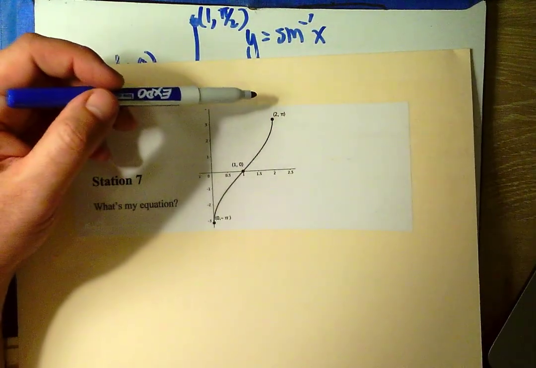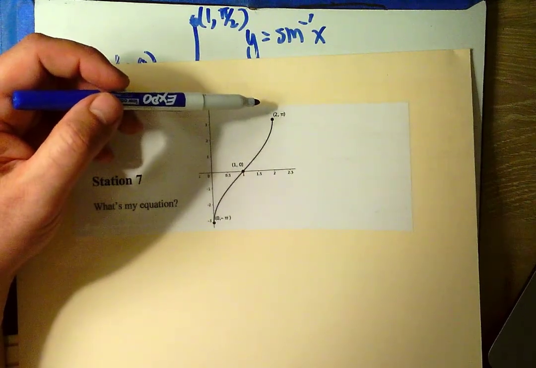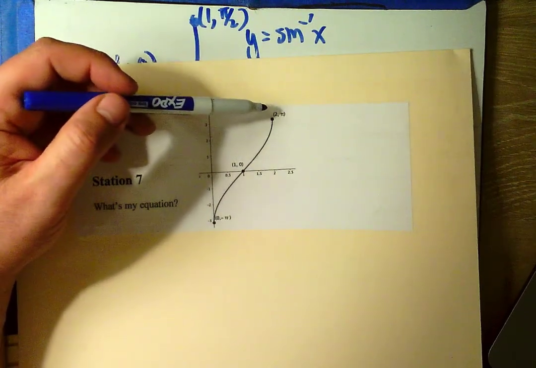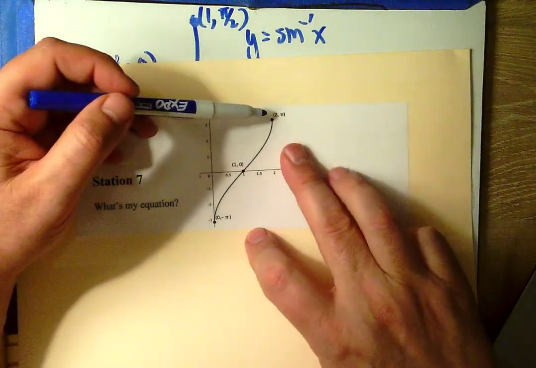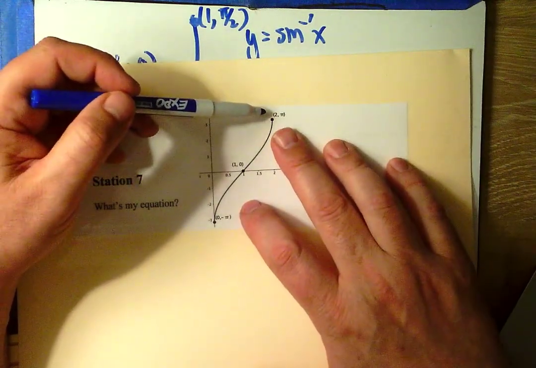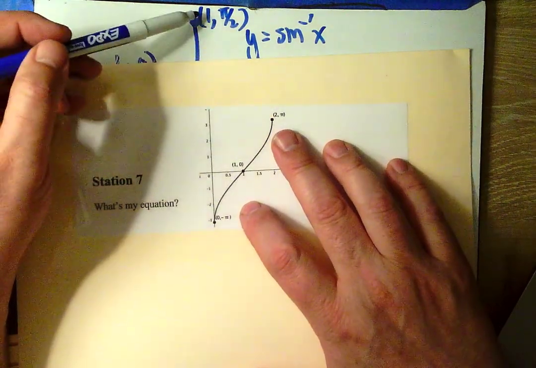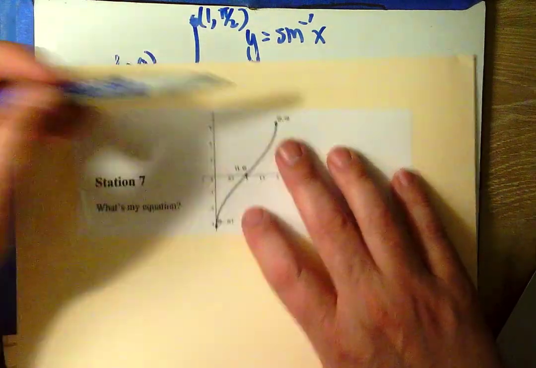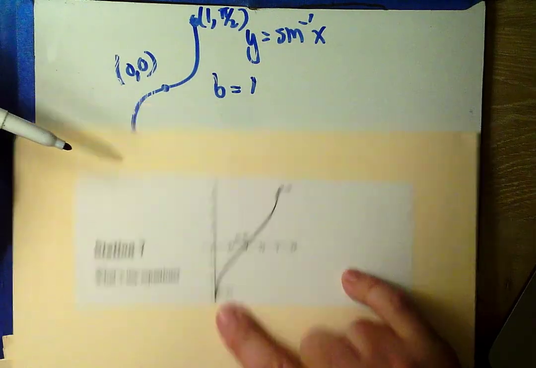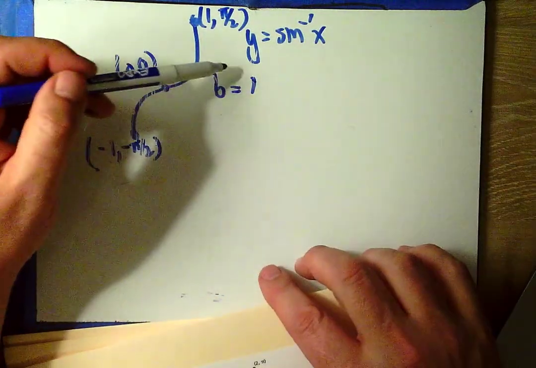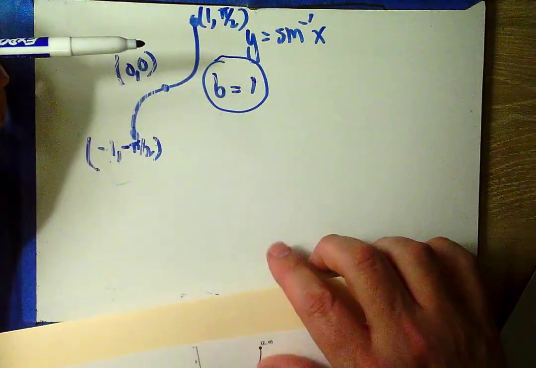Okay, what else do we notice? Well, normally this is at 1, pi over 2, but now it's at 2. Well, that's consistent. If I add 1 to 1, I get 2, and if I add 1 to negative 1, I get 0. So I think my x transformations are taken care of just by this.